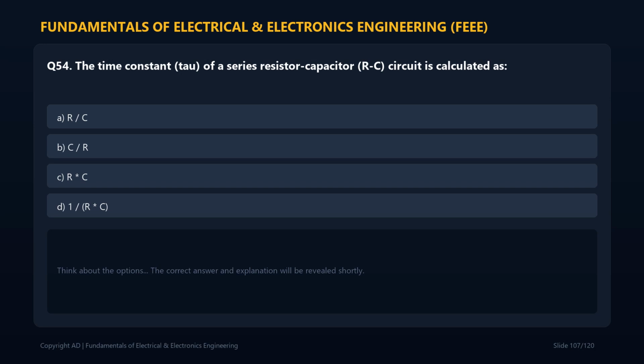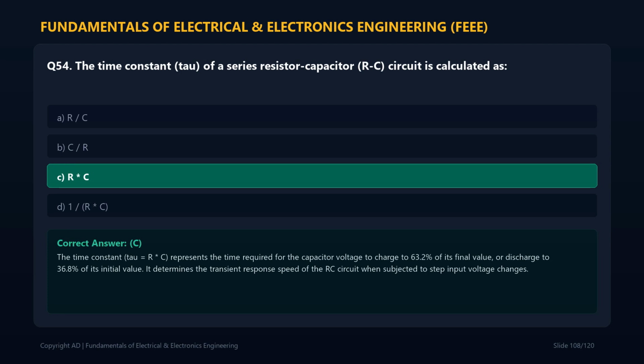Question 54. The time constant of a series resistor capacitor circuit is calculated as option A. R over C, option B. C over R, option C. R times C, option D. 1 over R times C. The correct answer is C. R times C. The time constant represents the rate of charging or discharging in an RC circuit and is calculated as the product of resistance and capacitance.